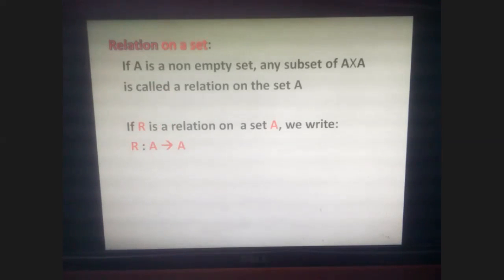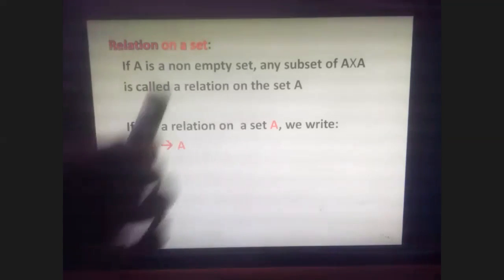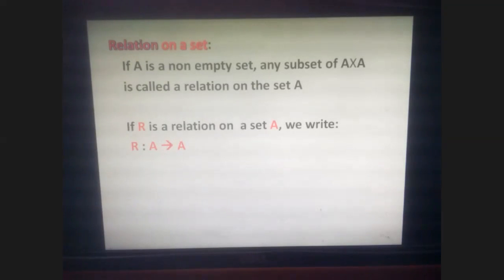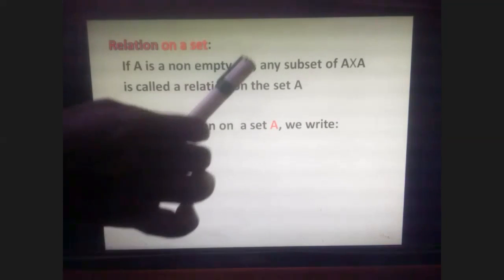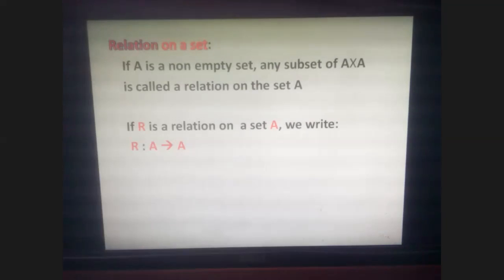Now when I say relation on a set, it is simply from A to A, or it is a subset of A cross A. When I say relation on a set A, that means it is from A to A, or a subset of A cross A. If R is a relation on a set A, we write it R from A to A, and that we call a relation on a set A.